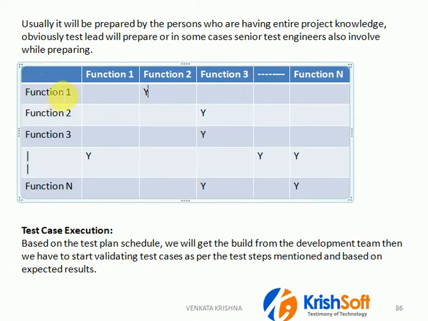Based on this, the testers will follow this table. They are going to write an integration test case. Functionality 1, something they are doing, is going to impact functionality 2. Functionality 2, some change will be there, it is going to update functionality 3. Similarly, functionality N is integrated with functionality 3. So we take all the functionalities on the left side and the top side, and we update Y where the modules are integrated.